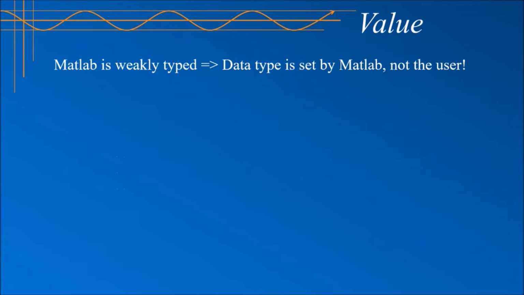The value that is assigned to the identifier sort of determines the data type. That is because MATLAB is weakly typed as opposed to strongly typed, so the data type is set by MATLAB and not the user. This is quite useful as MATLAB allocates the right data type and the right memory amount. You do not have to worry about this.